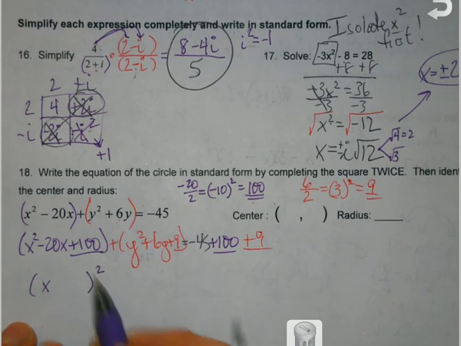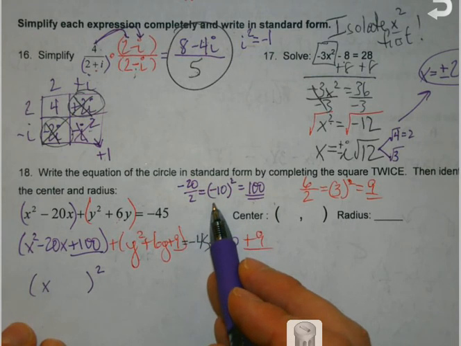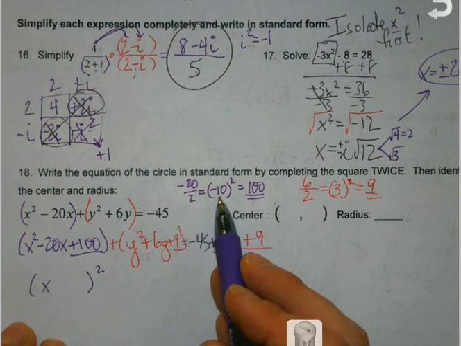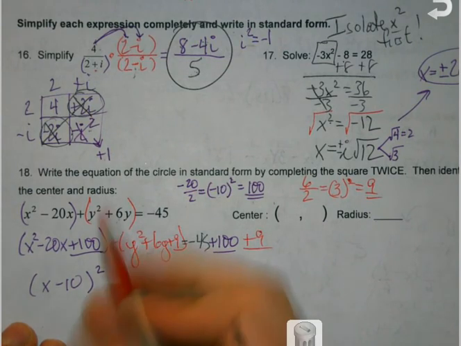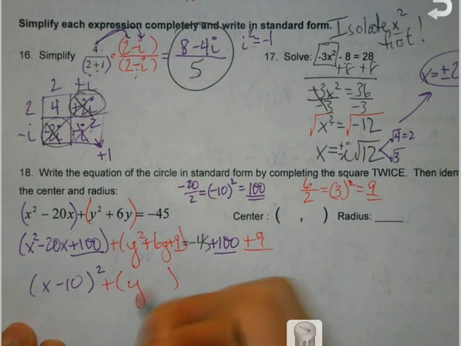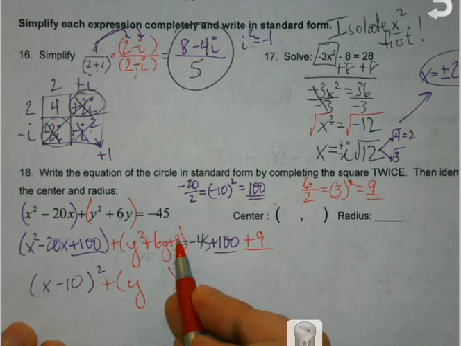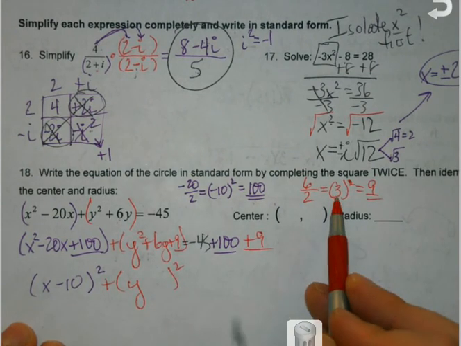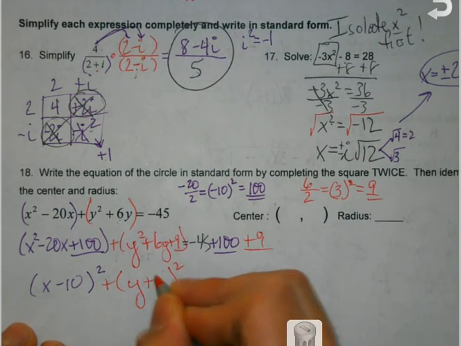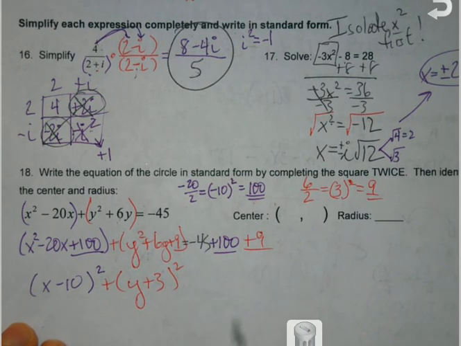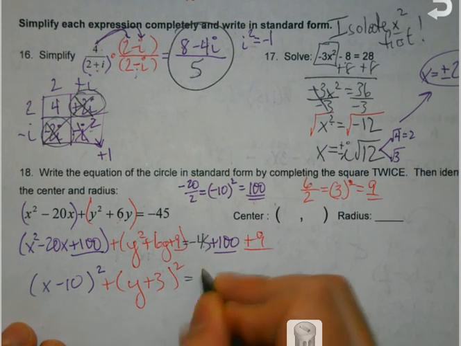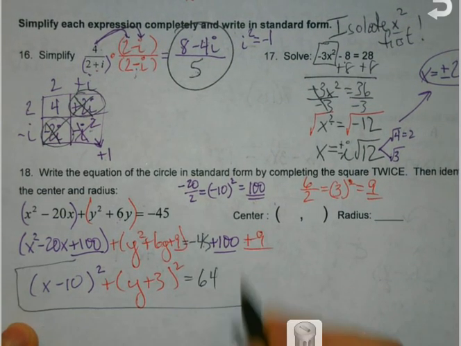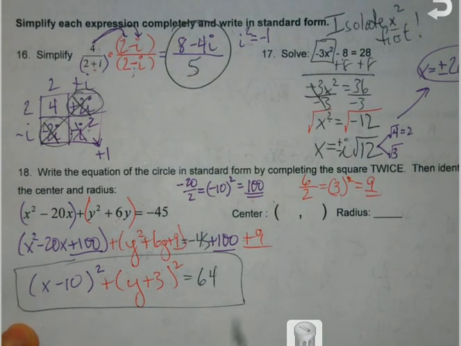For x, I can either say what do I multiply by itself to get to 100, or remember, if you've shown the work, it's just the b divided by 2 value, negative 10. I can do the same thing with y. I can try to figure out what multiplies to 9 and adds to 6, or I can just take the easy way. Oh, b divided by 2 is positive 3. You're right. Negative 45 plus 100 is 55, plus 9 is 64. There is my standard form equation of a circle.